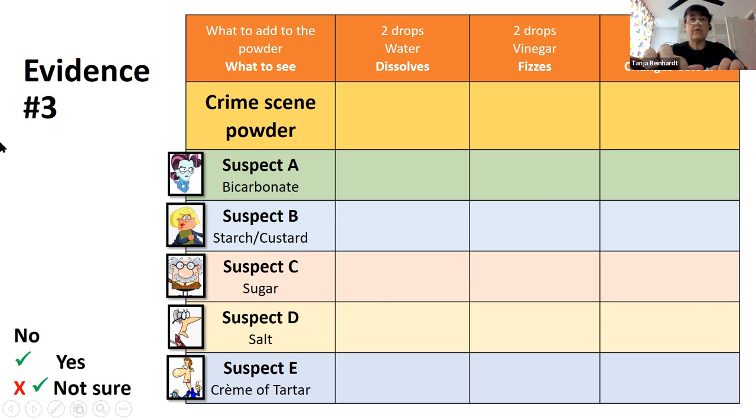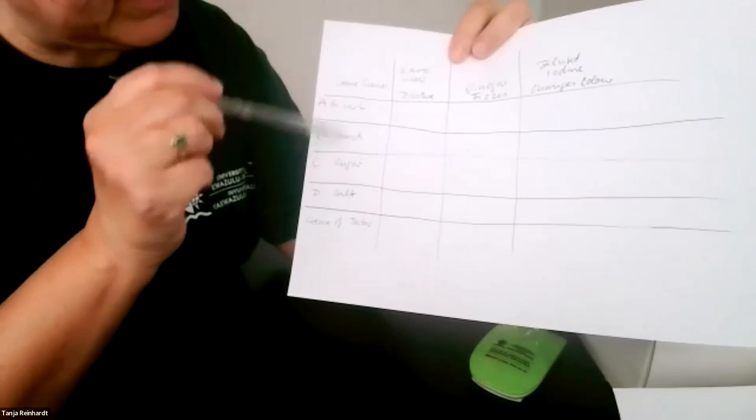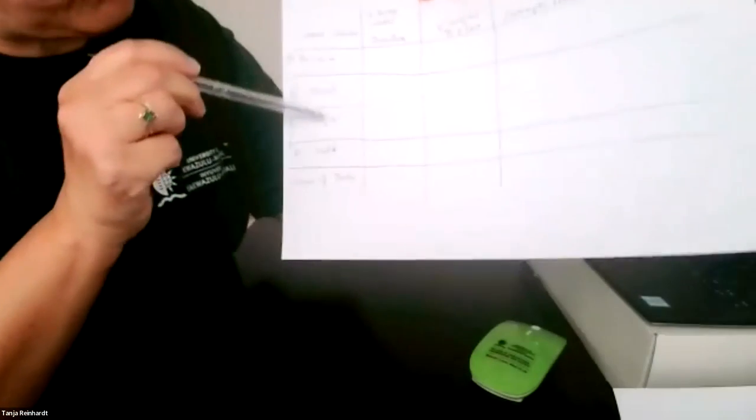Okay, super. Right, I'm going to stop sharing. Whoopsie, I'm going to stop sharing. And I'm going to change to my other camera again. Here we go. Okay, so this is how my table looks. I just made a nice table so I can write down my observations. I'm going to start with our bicarbonate, and I'm just going to add drops of water.